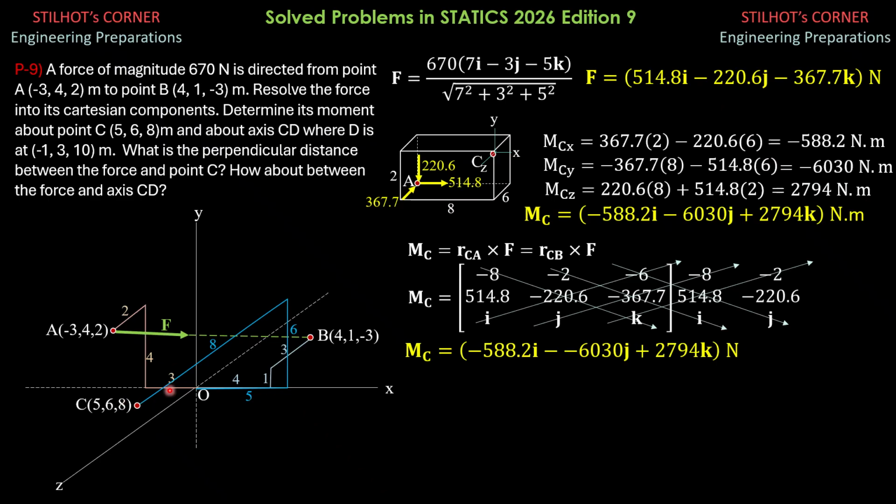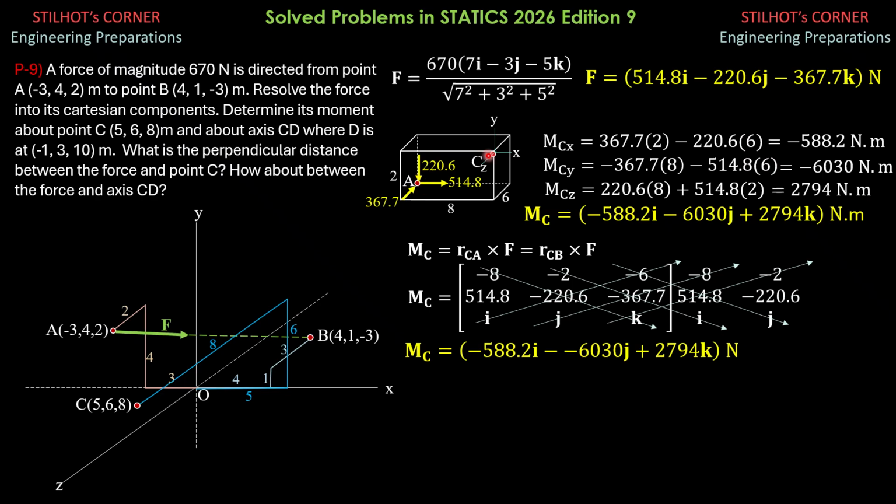With respect to Y, this is 6 and that is only 1. So the difference is 5 meters. So that means C is above B. And this is 8 and that is negative 3. So the difference is 11. So C is in front. So it's still the same as this.